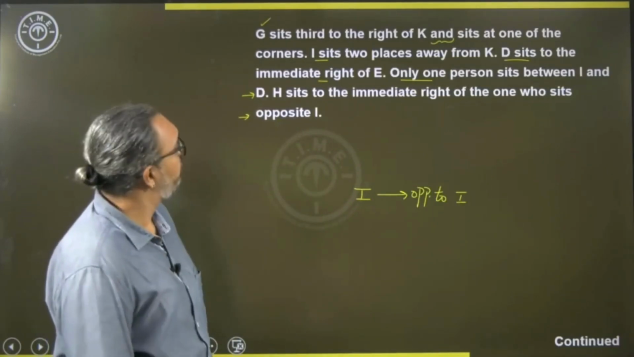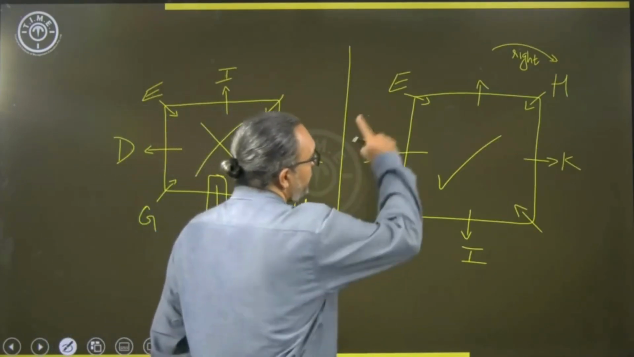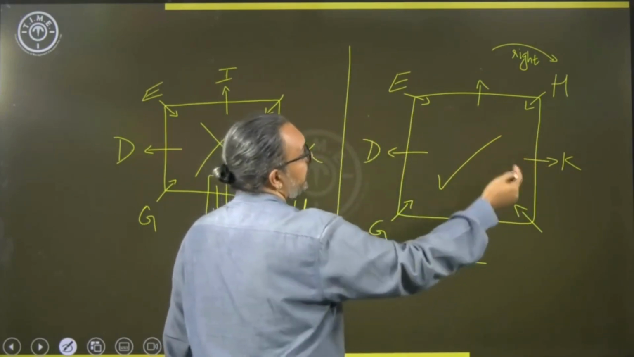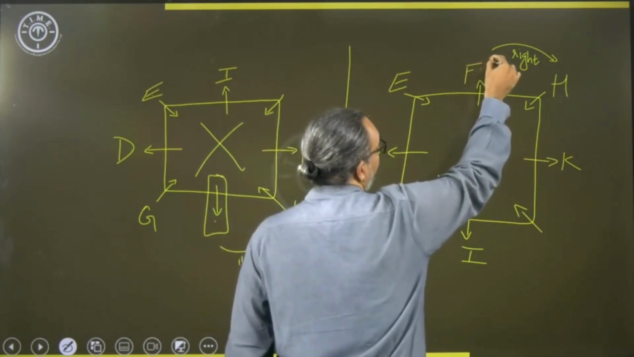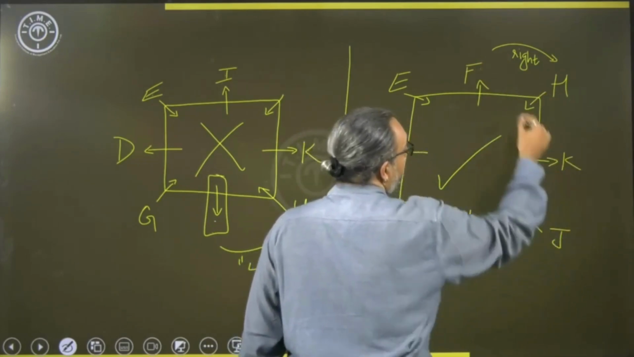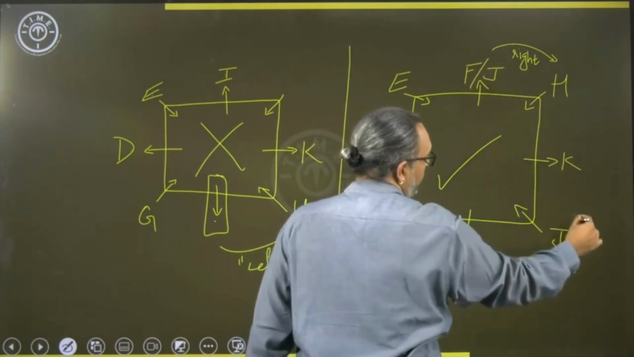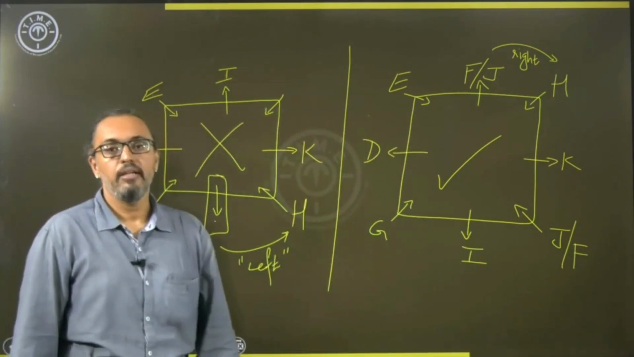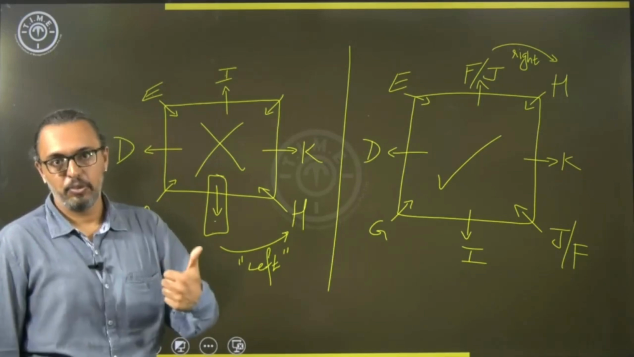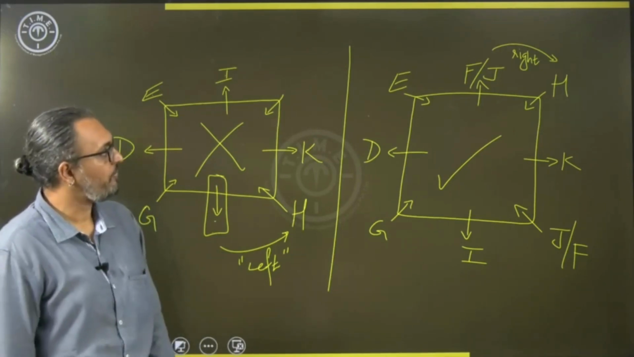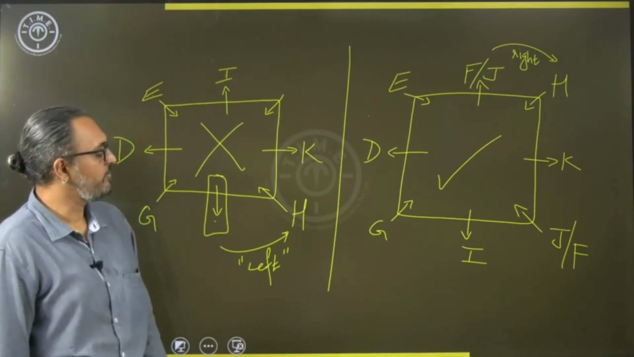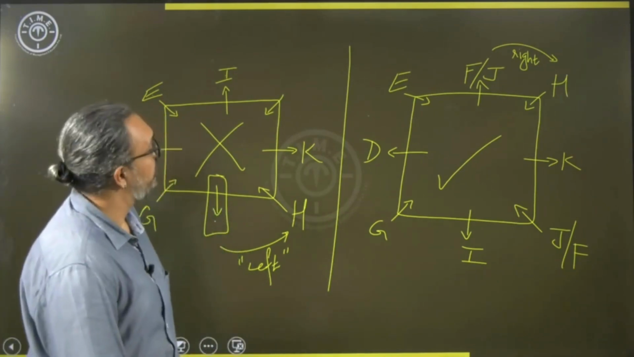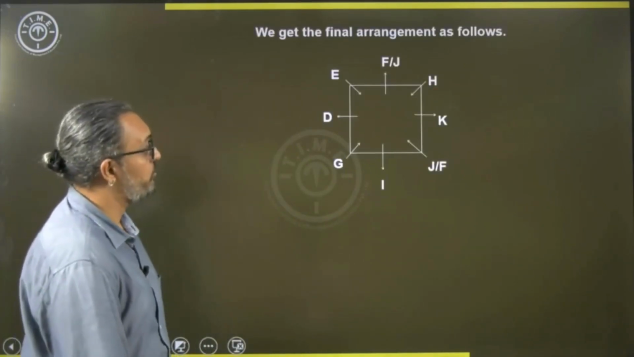Now who are the remaining people I have? So we have D, E, F is missing, G is there, H is there, I is there, J is missing. So if I have F here, then I will have J here, or if I have J here, I will have F here. So that concludes our final arrangement. Okay? Now, questions? Yes. So this is the final arrangement we get.